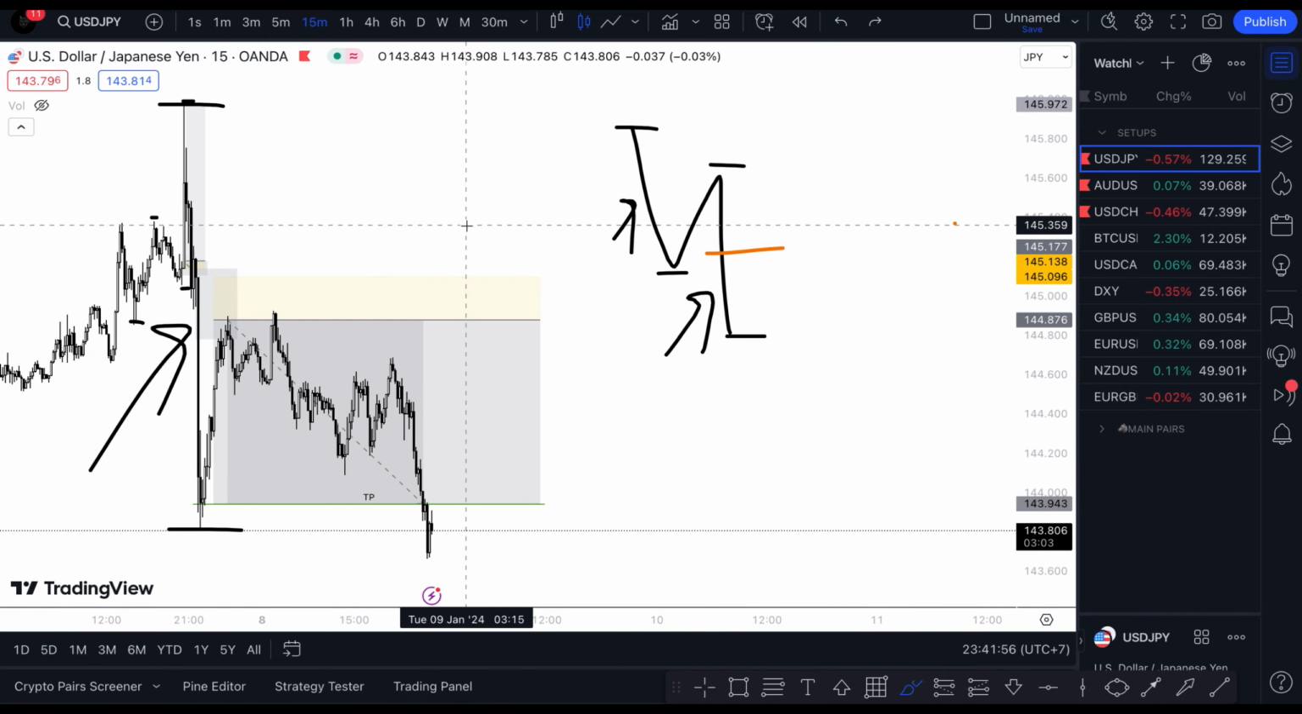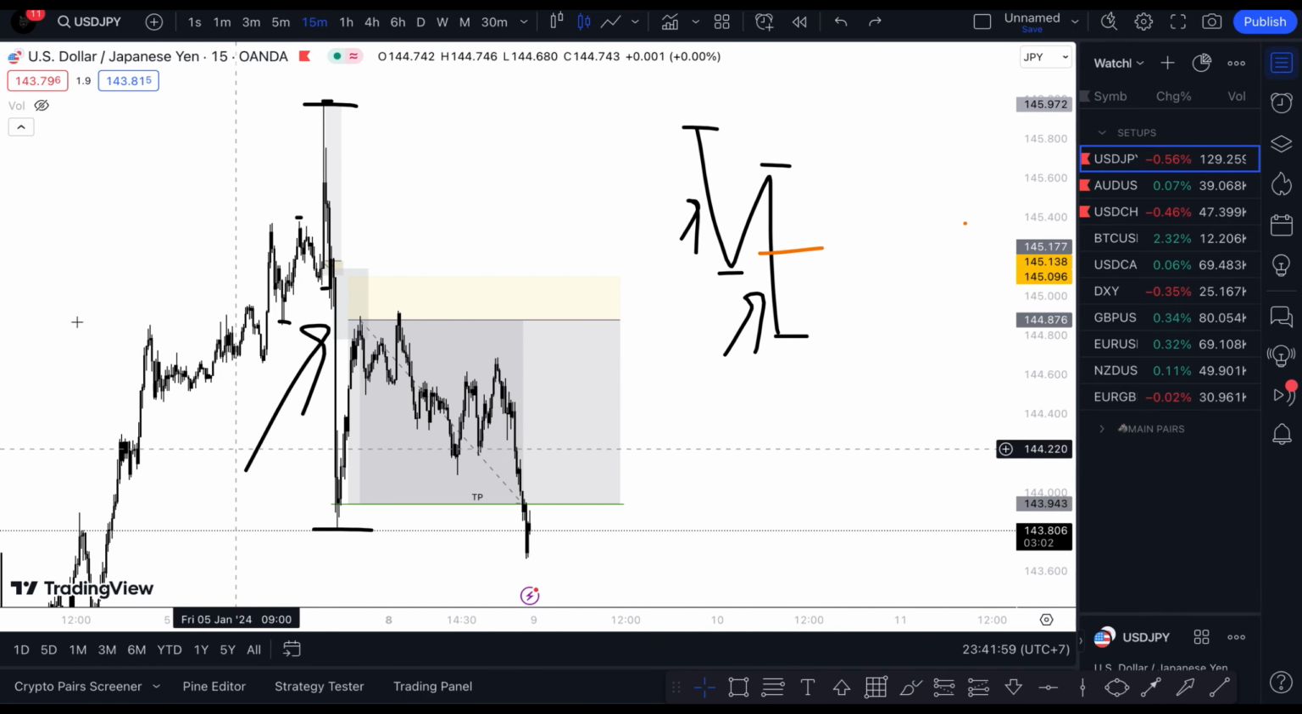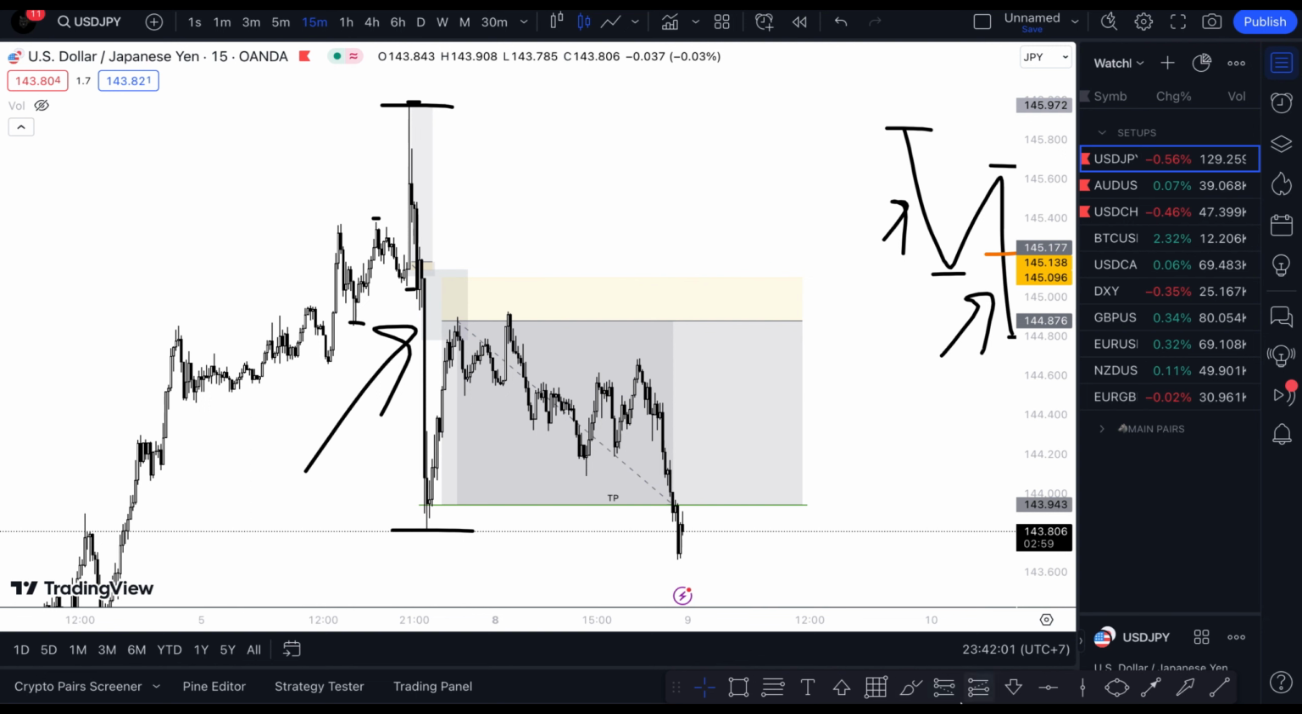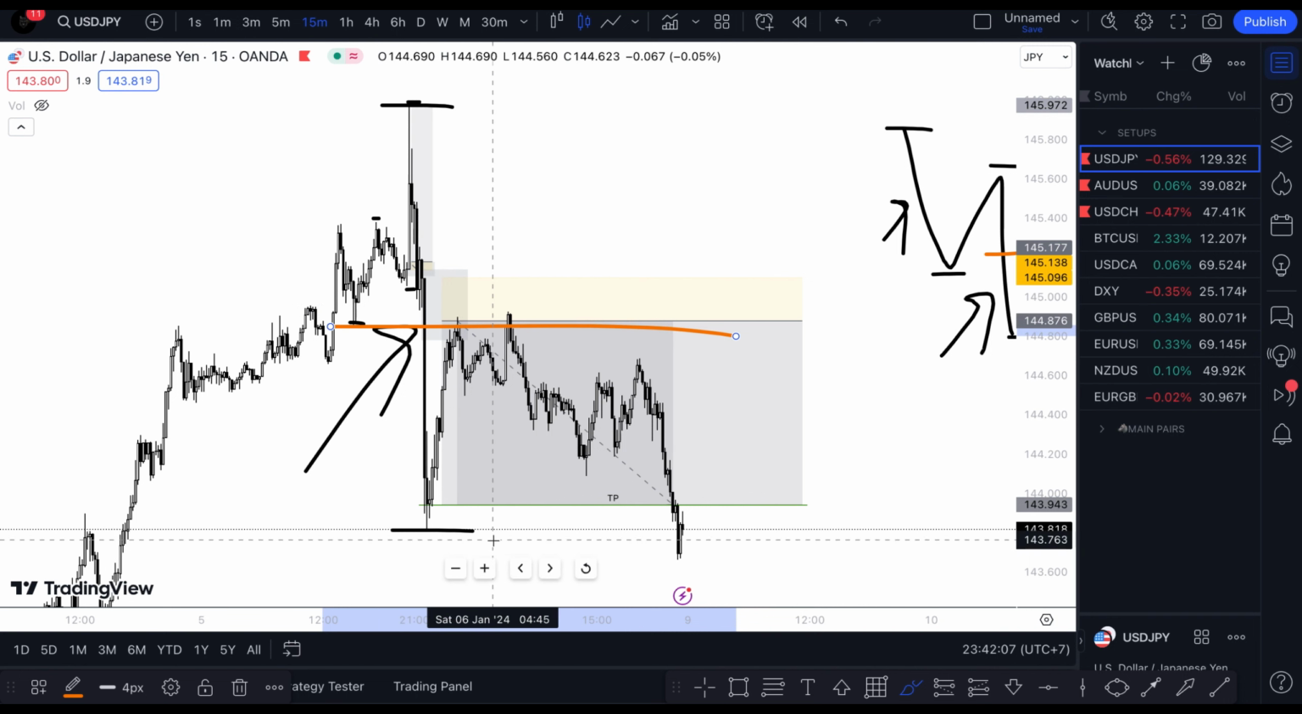Okay, and that's what I did here. I took a sell trade at a premium price, because if we divide this range, my entry was at the top part of the range rather than the bottom. Okay, and so this is the simple strategy I have for you.